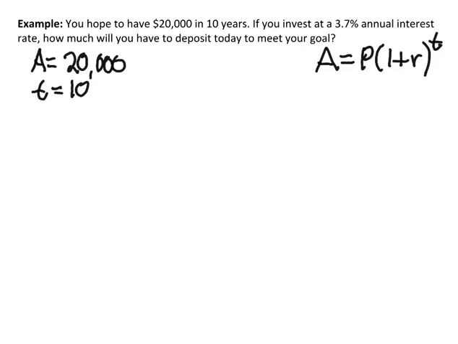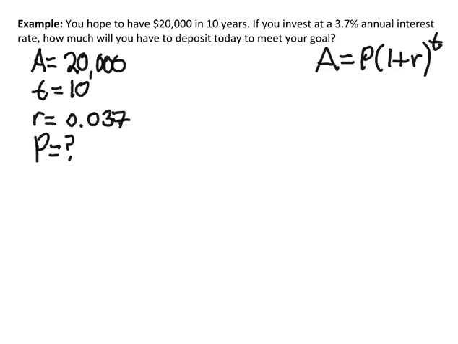The 3.7% annual interest rate, that's r, but we need to convert it to a decimal. So instead of 3.7%, it's going to be 0.037. To convert a percentage to a decimal, just divide by 100%. The thing I'm trying to find is how much I need to deposit today. That's P. So that's your principal. Your principal is what you need to put in the bank today.